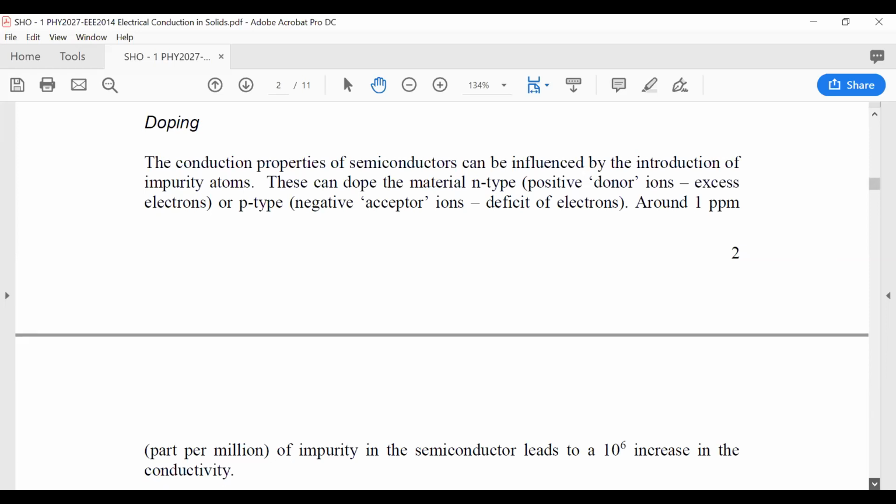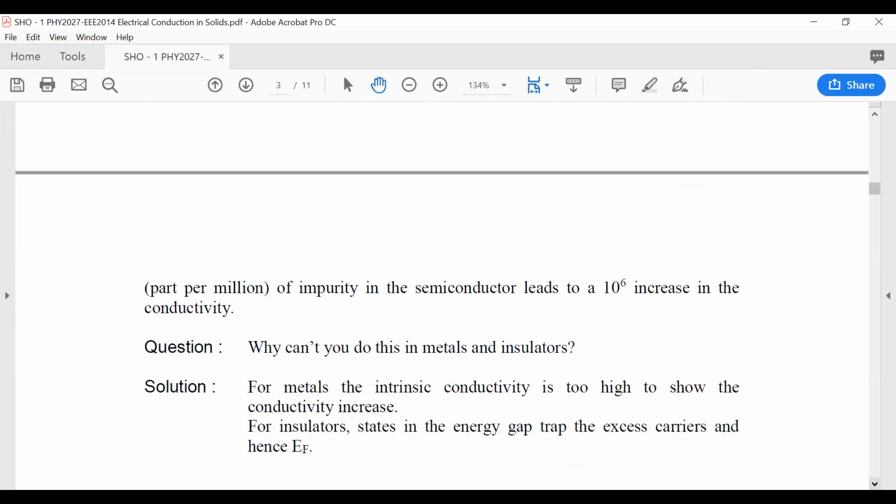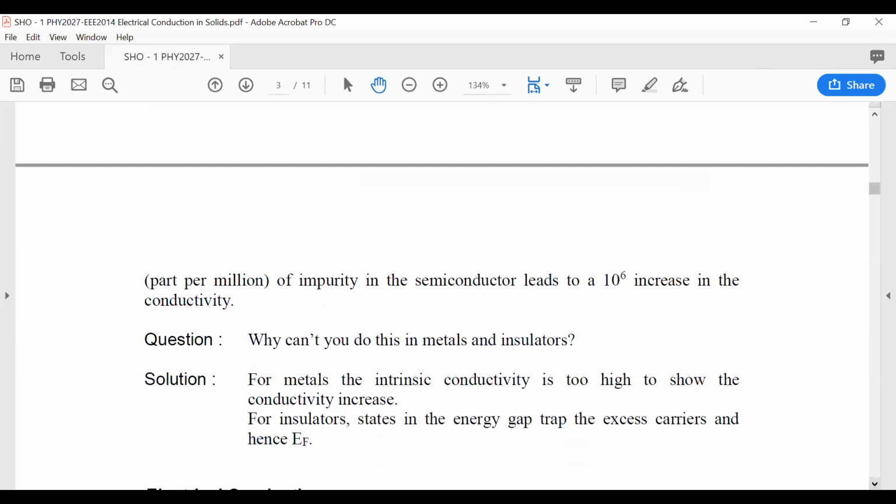So that's what this next question is really saying, that I think you'd need to copy down. Why can't you dope metals and insulators? Well, you can, but it's just not an effective process.